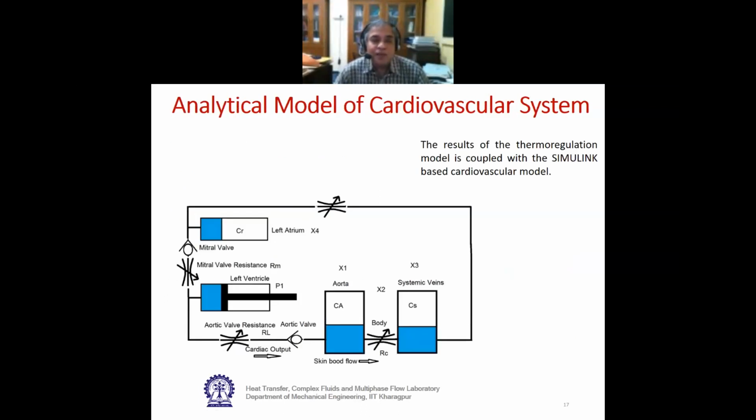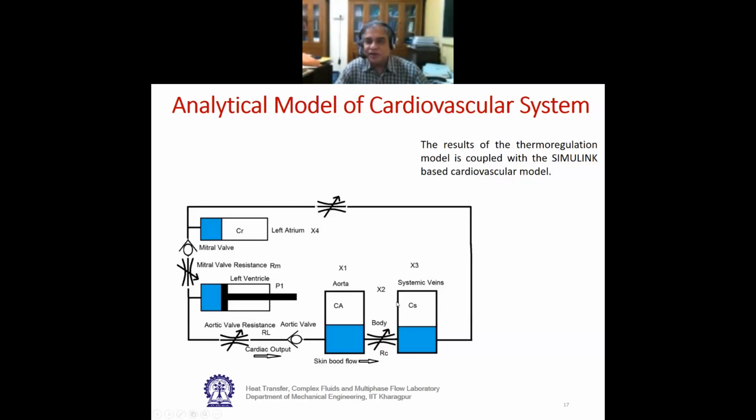Now, once we have done the thermal model, we turn to the analytical model of the cardiovascular system, because we want to see some sort of combination. We have modeled the systemic circulation only with the left ventricle, and from the left ventricle the blood comes to the aorta. There is an aortic valve, so the valve and its resistance have been considered. Then the compliance of the aorta and the compliance of the systemic veins have been considered. Then it goes to the left atrium, where the atrium compliance, the mitral valve, and the mitral valve resistance have also been considered. So basically it is a time-dependent model, and we have used Simulink for this model.